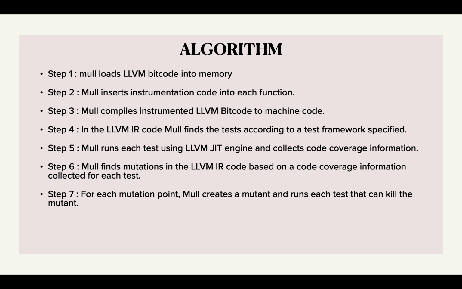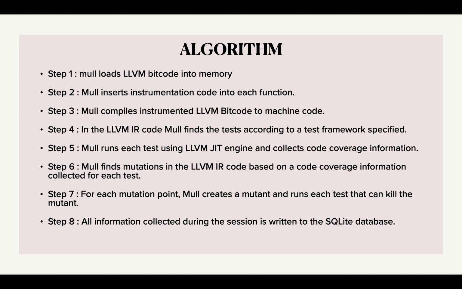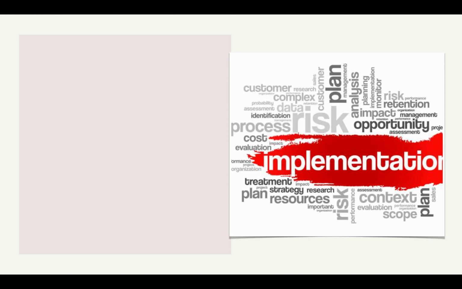For each mutation point, MUL creates a mutant and runs each test and kills the mutant. For each mutant, only part of the bitcode is recompiled into machine code. Next, all the information collected during the session is written into the SQL database. This is the final step and MUL finishes the execution at this point.